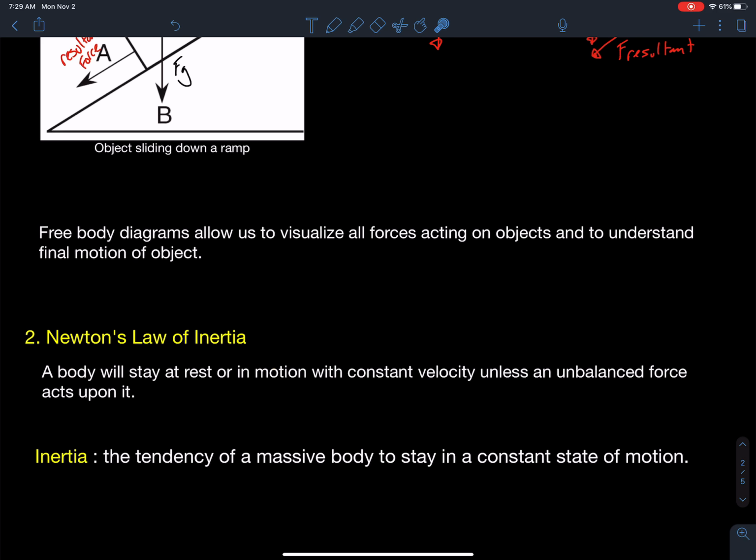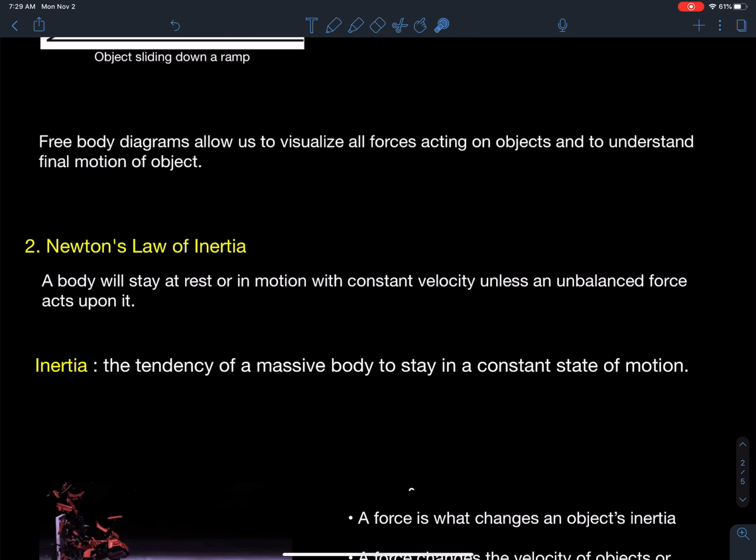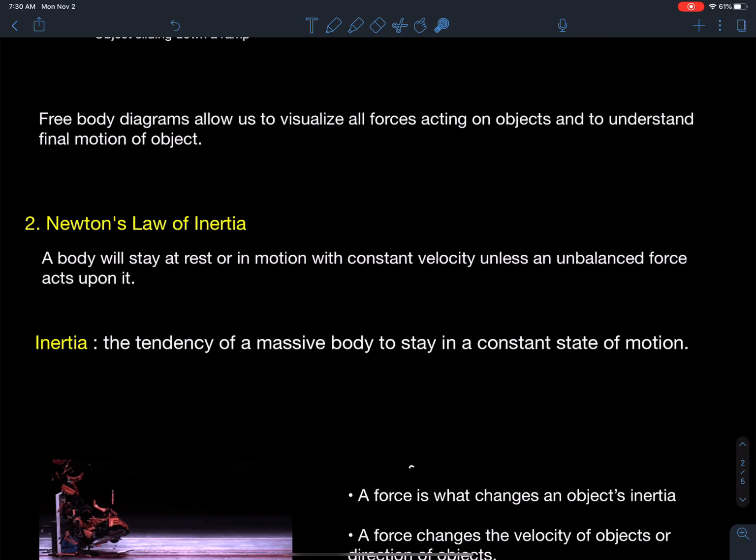Now, getting to the next stage, after drawing free body diagrams, we can then apply Newton's laws. Okay, so Newton's first law says that a body will stay at rest or in motion with constant velocity unless an unbalanced force acts upon it. So what does that mean? If an object is traveling at constant velocity, it means that all the forces are balanced. If an object is accelerating, the forces are unbalanced. So an object has inertia. All objects have inertia.